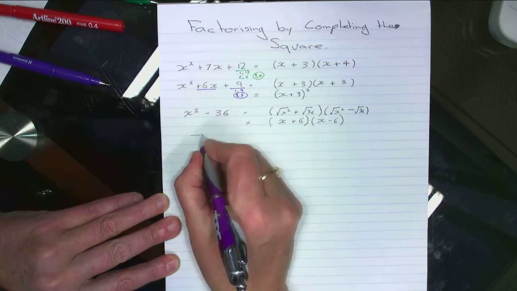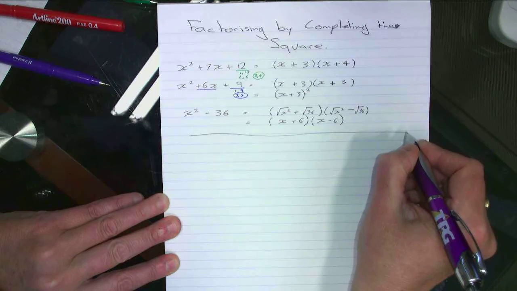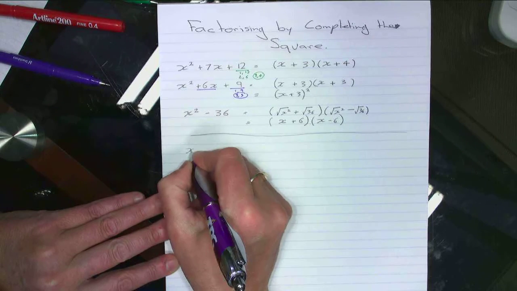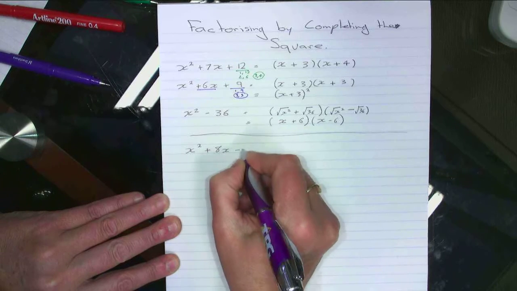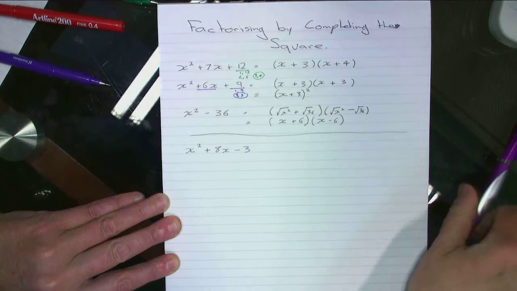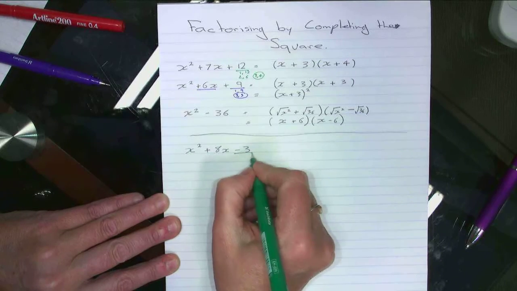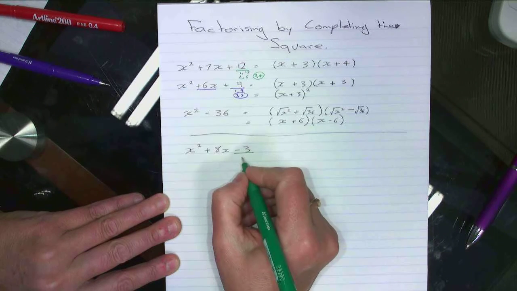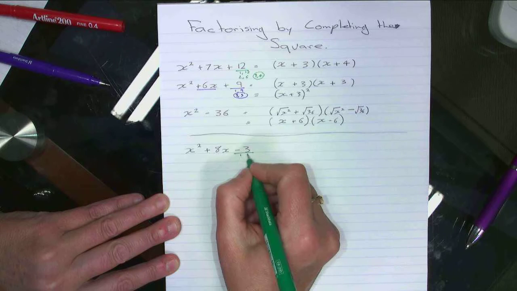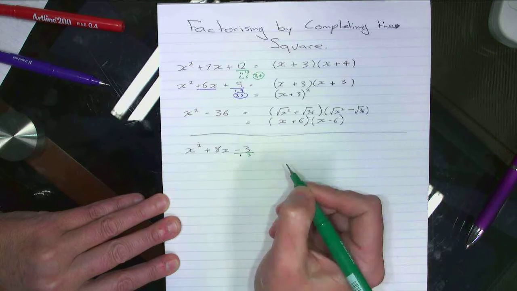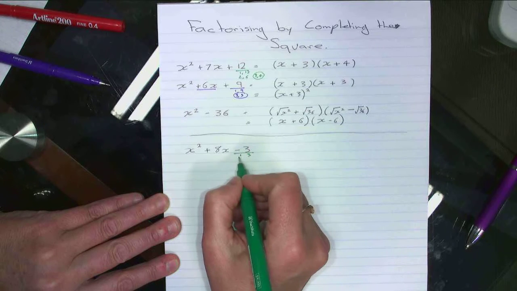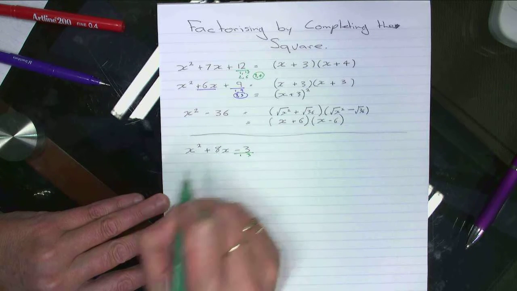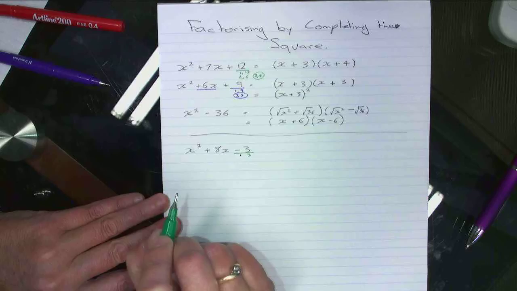Okay, nothing new there. If we have a look at x squared plus 8x minus 3, looks the same, all cool. Alright, so what are the factors of minus 3? 1 and 3. 3 and 1, 1 and 3. In no way, shape or form can we add or subtract those to get 8. So this is a bit of a problem.